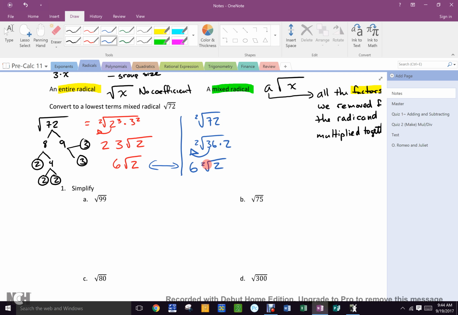Okay? So let's have a look at this next one, the square root of 99. Can you think of a perfect square that is a factor of 99?